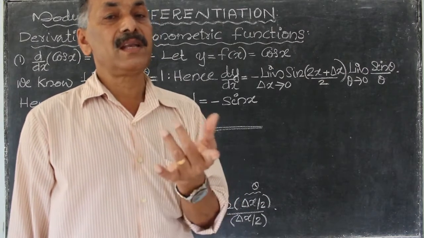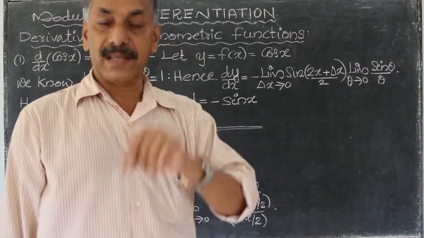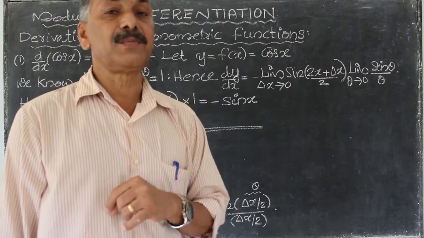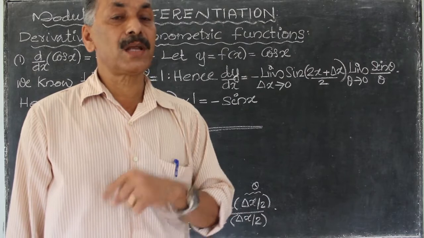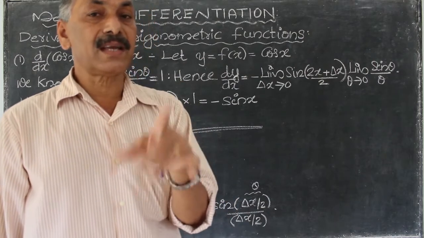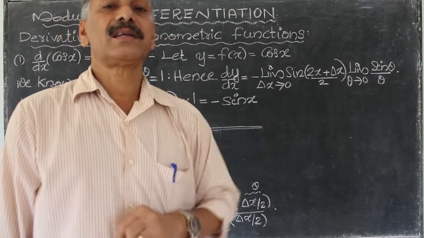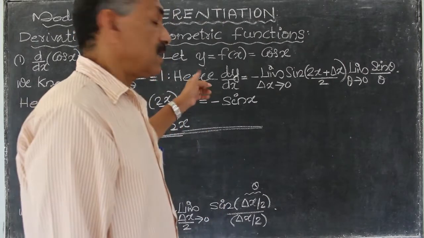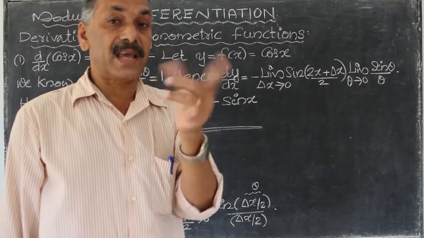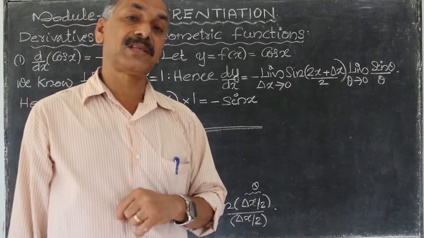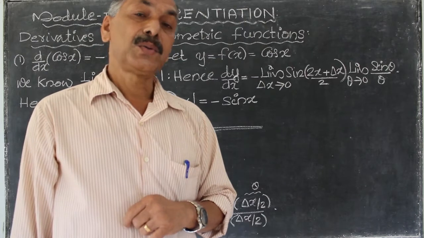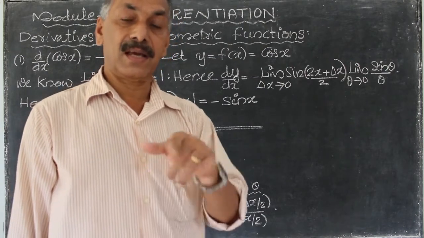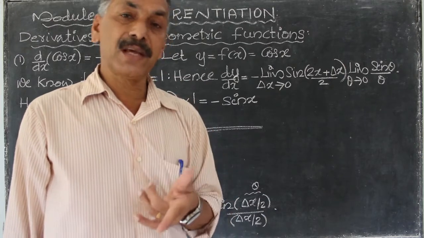And then 2 sin of (x plus delta x plus x) divided by 2 into cos of (C minus D) by 2. Cos of (C minus D) divided by 2 is cos of (x plus delta x minus x) by 2, that is delta x divided by 2. So guys, sin C minus sin D is equal to 2 cos of (C plus D) by 2 into sin of (C minus D) by 2. Sin of (A plus B) minus sin of (A minus B).